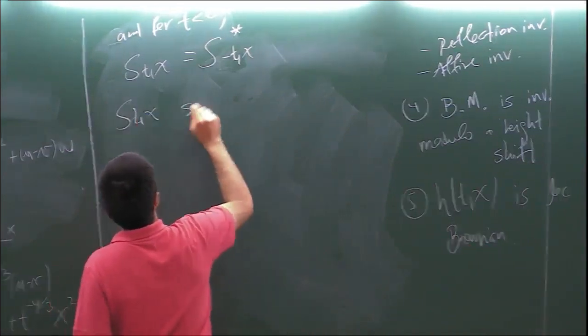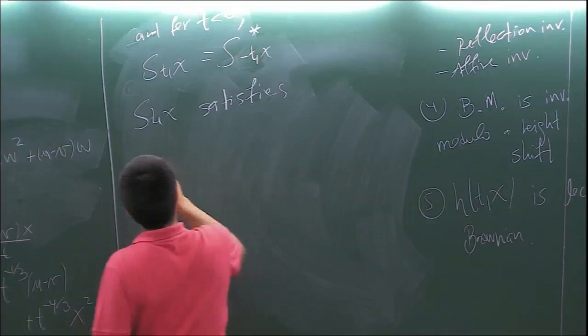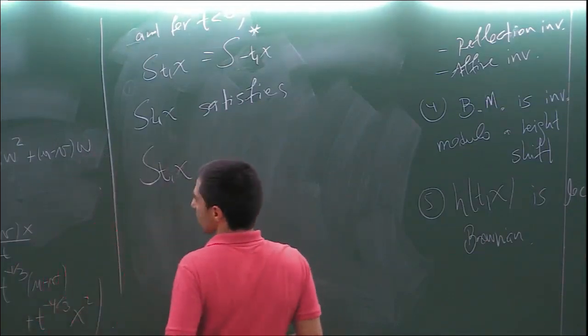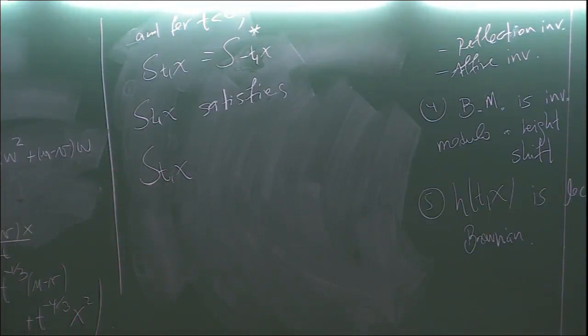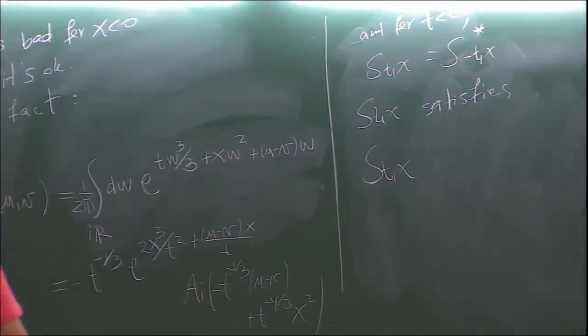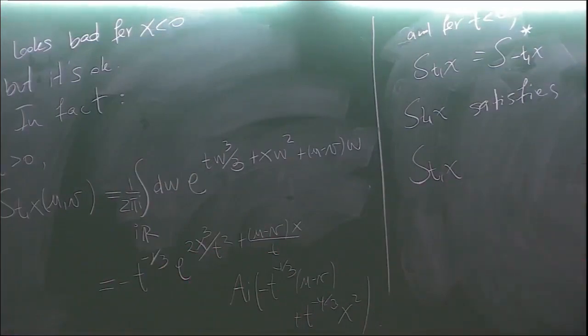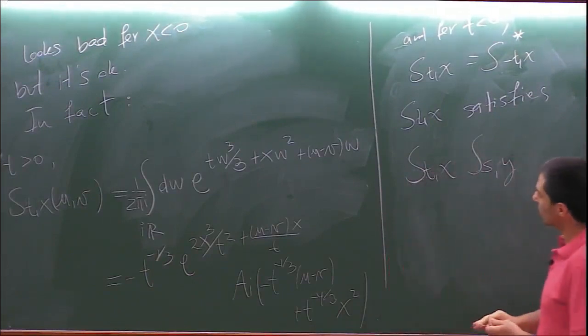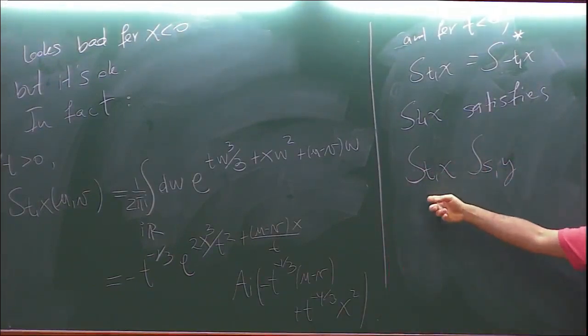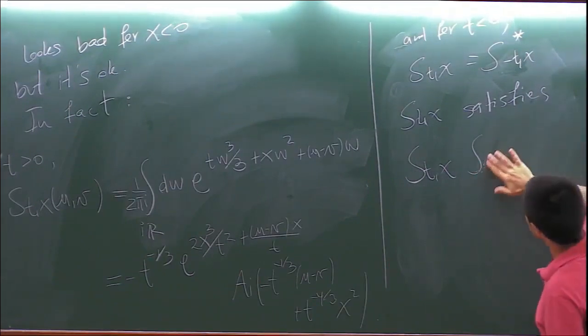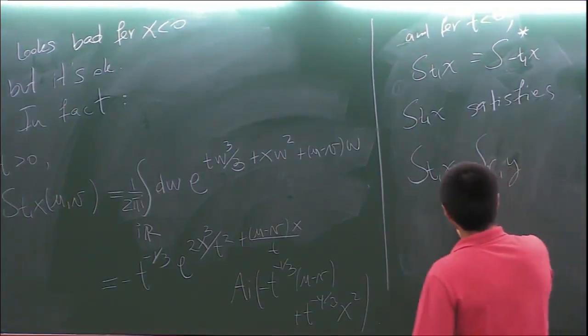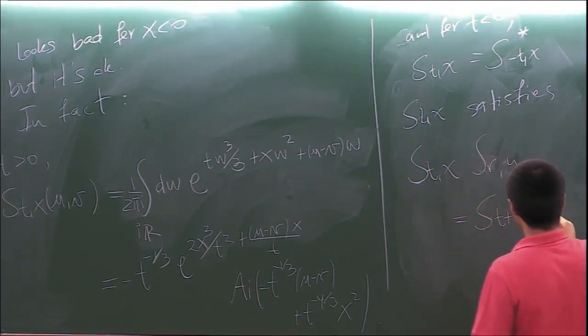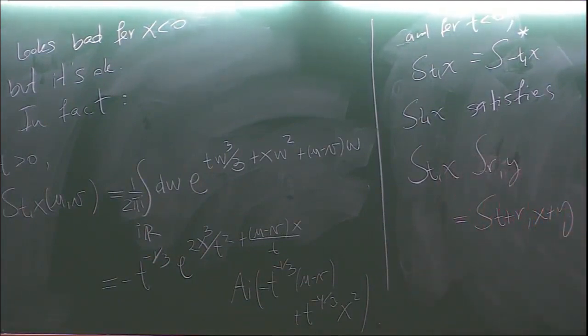And actually, S_{t,x} satisfies the following. If you look at this formula, it looks like a semigroup, and it's not only a semigroup, it's almost a group of operators. So the following thing holds: if I compose S_{t,x} and S_{r,y}, then this equals S_{t+r,x+y}. Well, whenever it makes sense, because I told you it has to be in that domain.